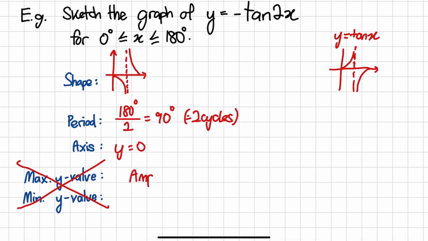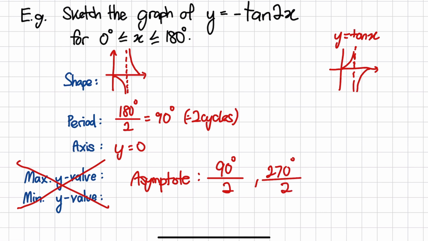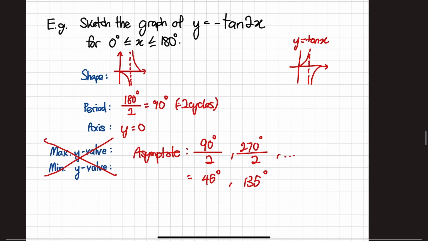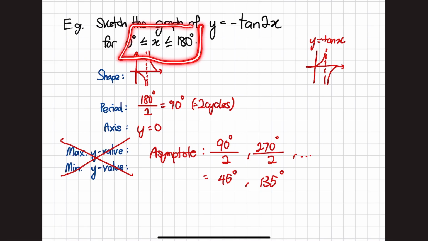Then maximum and minimum y value does not apply to sine, cosine, to tangent functions. In this case, it will be your asymptote. Asymptotes over here will be 90 degrees divided by b, which is 270 degrees divided by 2. Then we check 45 degrees and 135 degrees. This all falls within the range of 0 and 180 degrees. Any further you'll go out of the range already, so I don't need to calculate anymore.